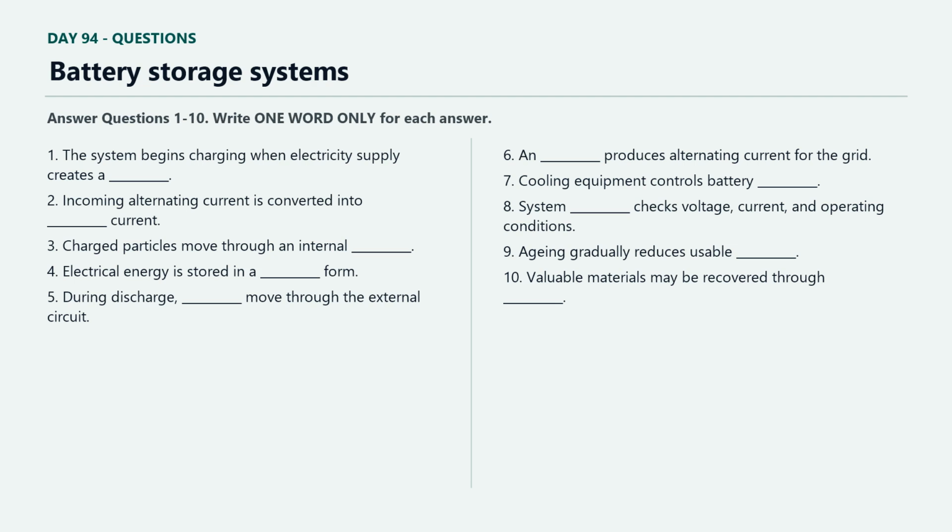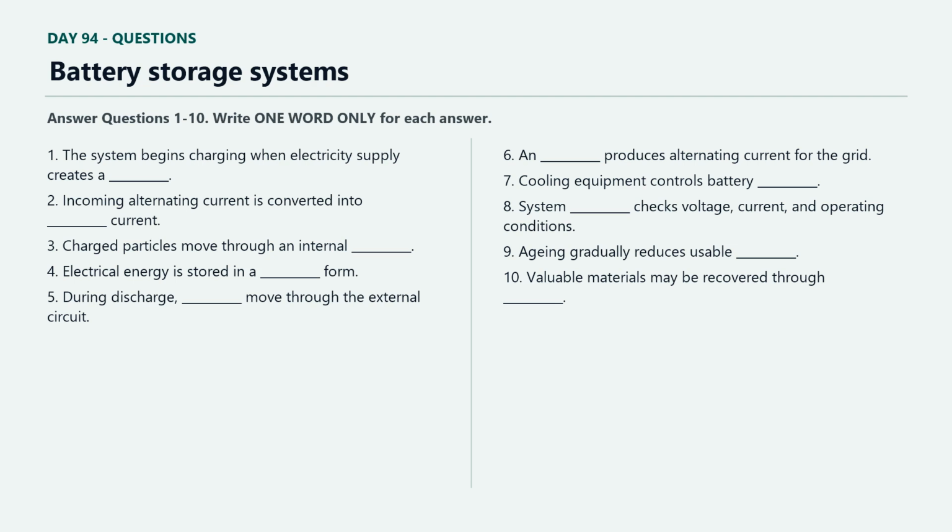Electricity arriving from the grid normally changes direction many times each second. Battery cells cannot store this alternating form without conversion. Power electronics first convert the incoming electricity into direct current, in which charge flows with one overall direction. The equipment controls voltage and current so that the cells receive an acceptable charging rate.